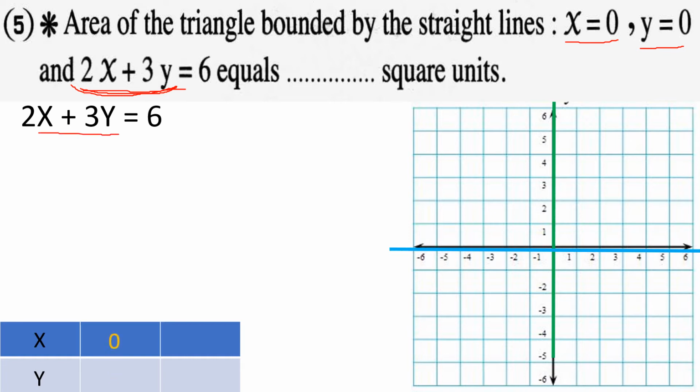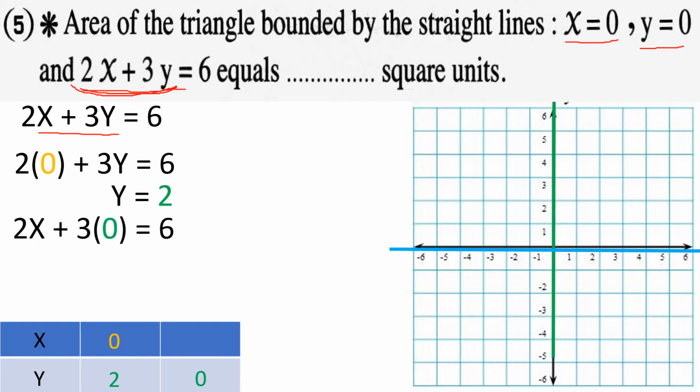Okay. When I substitute x equals 0, this will give me y equals 2. I put it in the table. When I substitute with y equals 0, this will give me x equals 3. I put it in the table. Now let's plot the 2 points. I have (0, 2), which will be here. I have (3, 0). It will be here. Let's match the 2 points to draw the straight line.